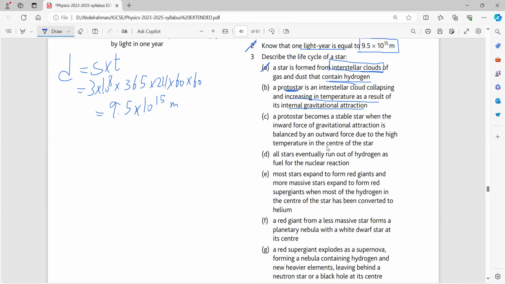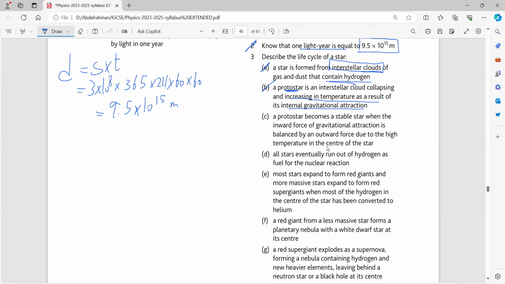So the gravity pulls in all of these hydrogen atoms together, and the temperature starts to increase. The temperatures increase to millions of degrees Celsius. When we reach these millions of degrees Celsius, the hydrogen atoms start to fuse to helium atoms. A protostar starts to become a stable star.